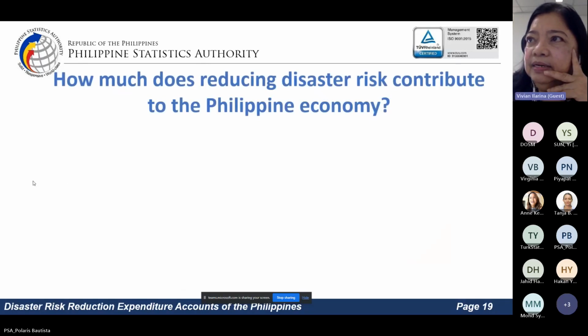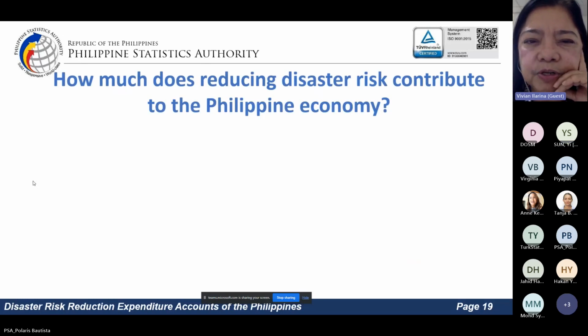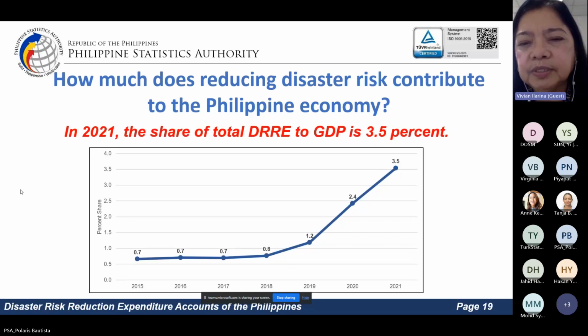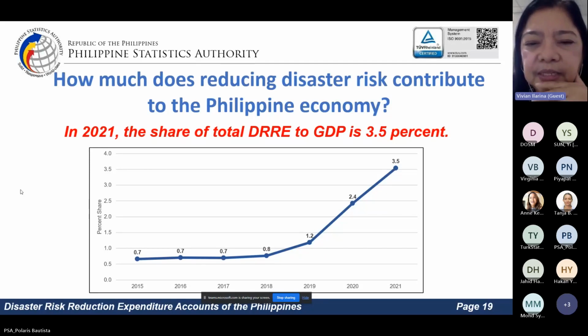And then another indicator, which I think is a very important indicator for us, is how much is the contribution of this expenditure to reduce disaster risk to the GDP, the gross domestic product. Now, the gross domestic product provides you all the total expenditures that you use for the reference year, 2021, for example. So you produce goods and services to mitigate and prevent disaster, and how much expenditure you are spending. In the case of the Philippines, as you see in the earlier presentation graph, we are increasing the expenditure by 58%. In terms of the share to the total economy, the expenditure is 3.5%.